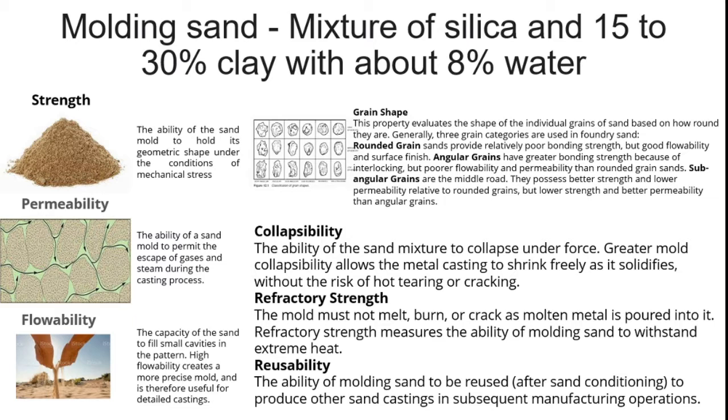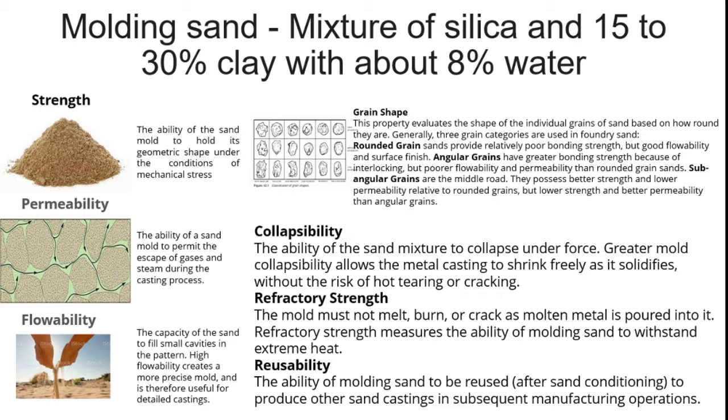And then collapsibility. After completing the process, the sand should collapse. The ability of the sand mixture to collapse under force. Greater mold collapsibility allows the metal casting to shrink freely as it solidifies without the risk of hot tearing or cracking. Then refractory strength, because we are pouring heated molten metal, the mold must not melt, burn or crack as molten metal is poured into it. So the refractory strength is important.